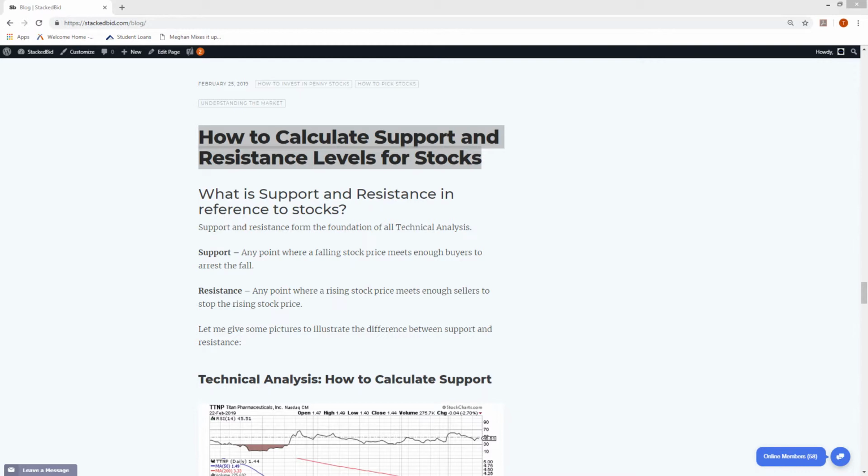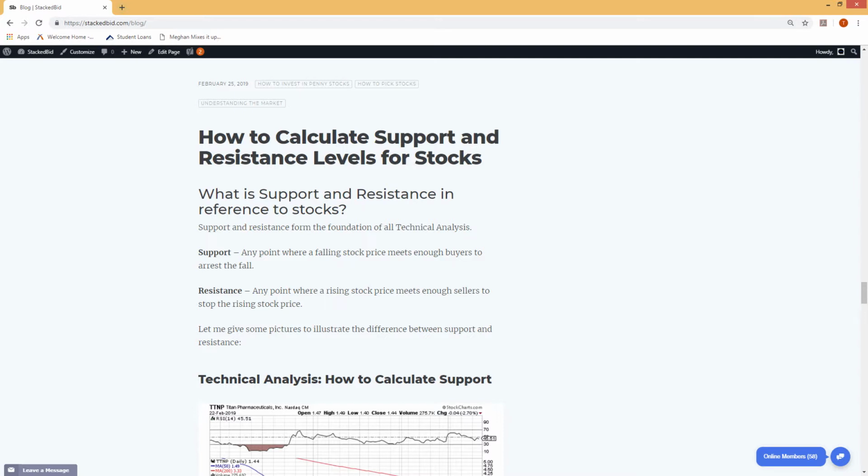And as promised in our last video, we're going to give you tips on strategies that you can build with the previous video that we made, which is how to calculate support and resistance levels for stocks. On this one, what we're going to teach you is strategies that you can build with the support and resistance line. We're going to talk about swing trading, we're going to talk about daily trading, and then how we find the strategies that we do for the swing trades.